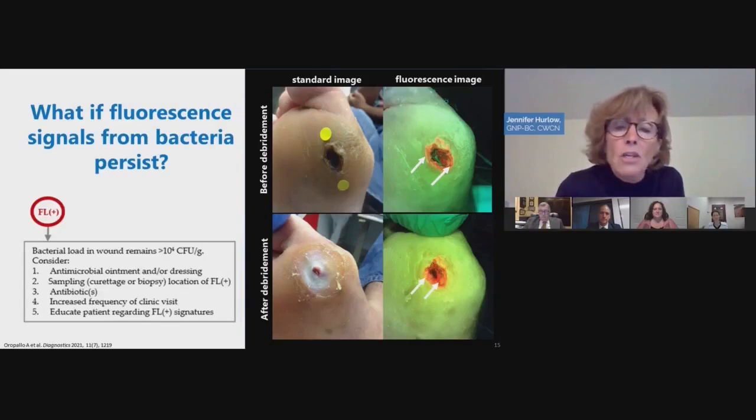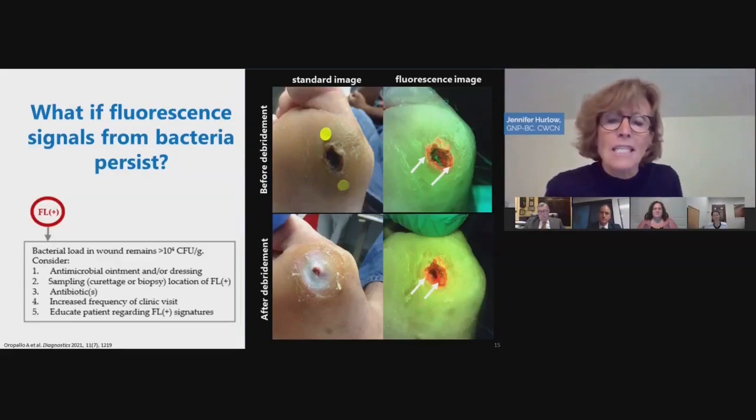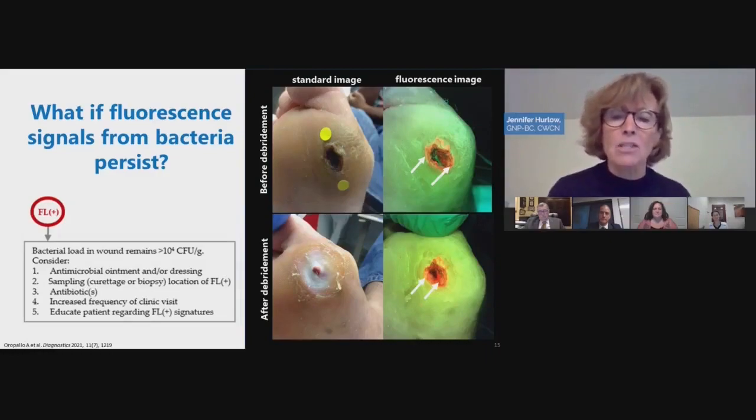However, in the original picture, you can see there are no signs of acute infection. So I didn't culture and I didn't start antibiotics. I simply ordered a topical antiseptic dressing and then asked the patient to come back in a week for reevaluation.